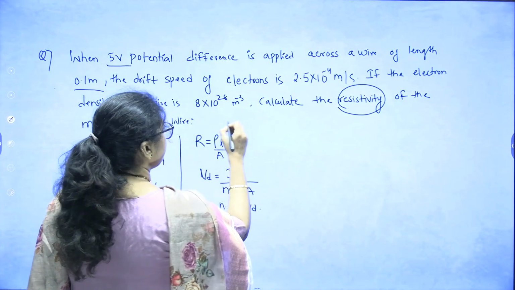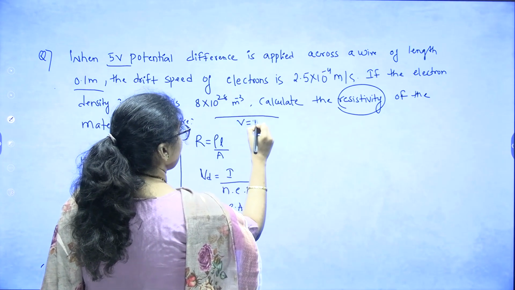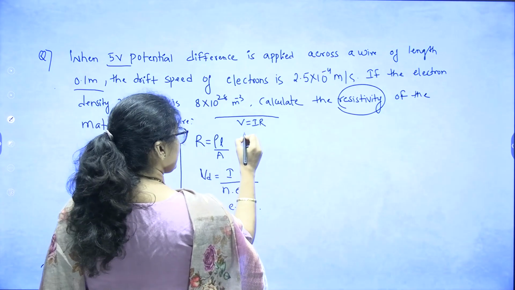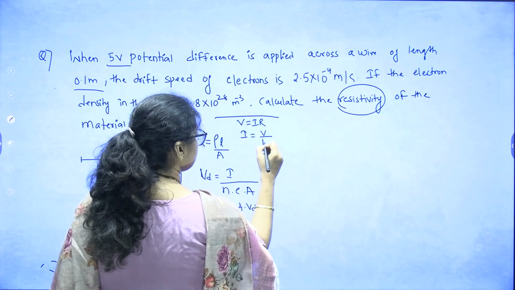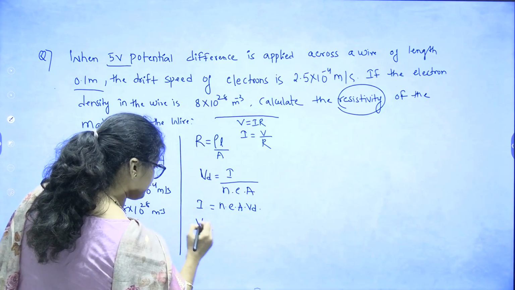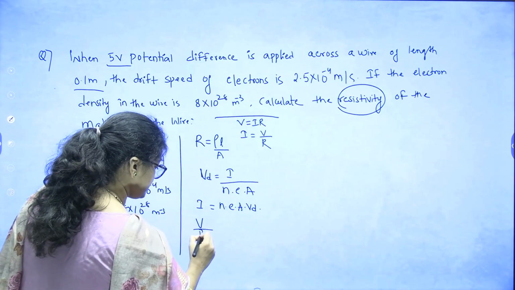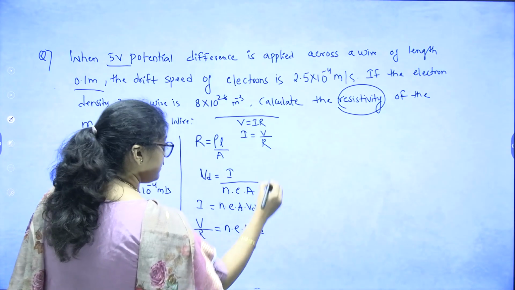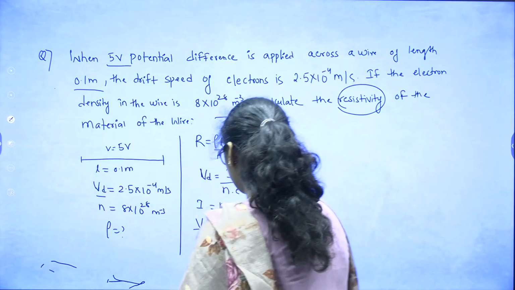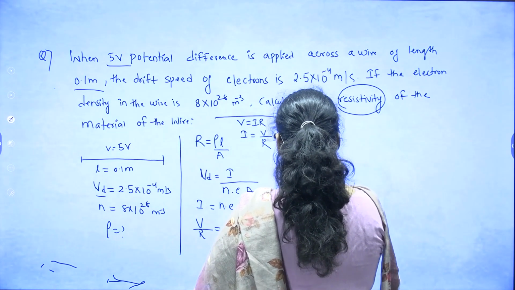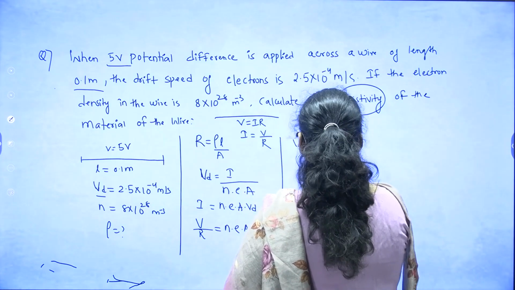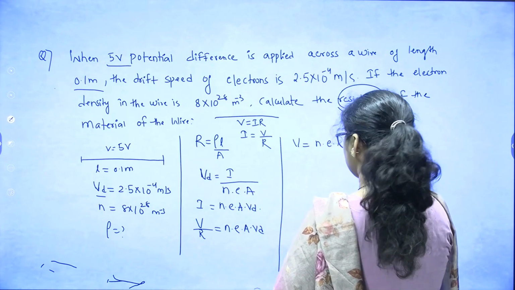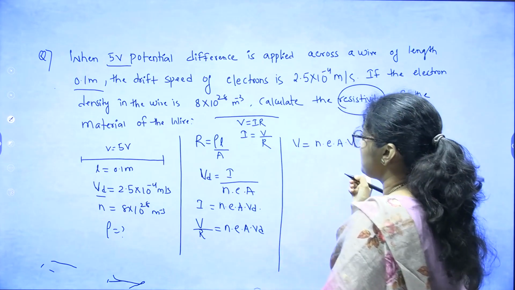I know one more formula, V is equal to IR. Ohm's law, V is directly proportional to current. From this, I is equal to V by R. So V by R, I'll substitute in the place of I: V by R is equal to N into E into A into Vd. Next, V is equal to, I'll take this R to this side, N into E into A into Vd into R. What is the formula for R?